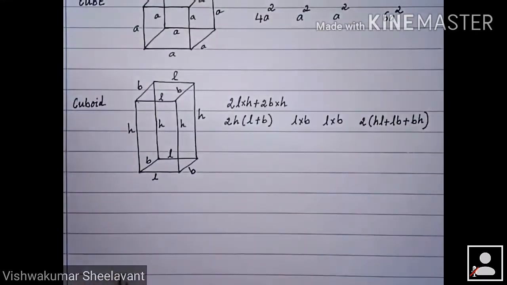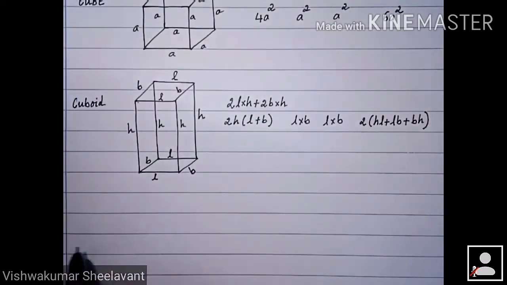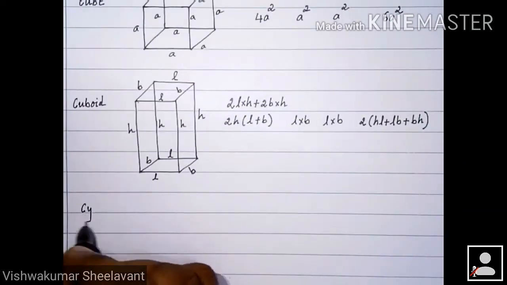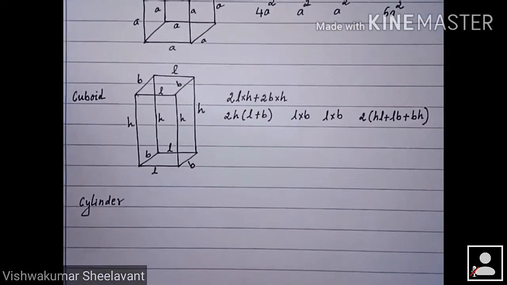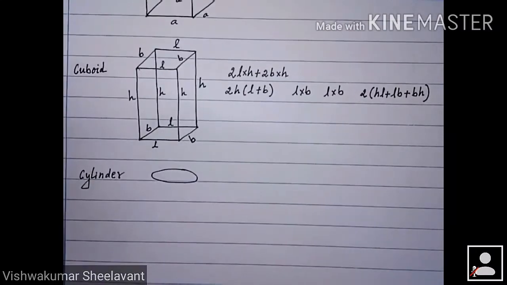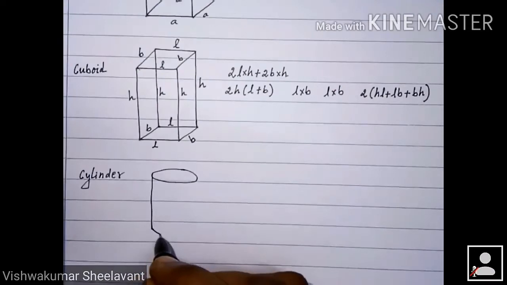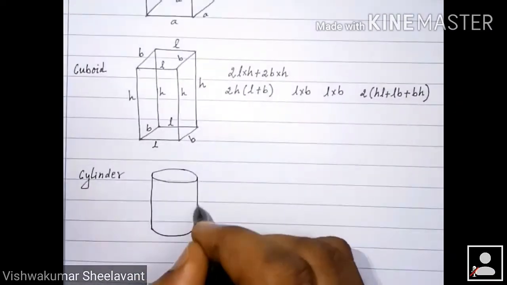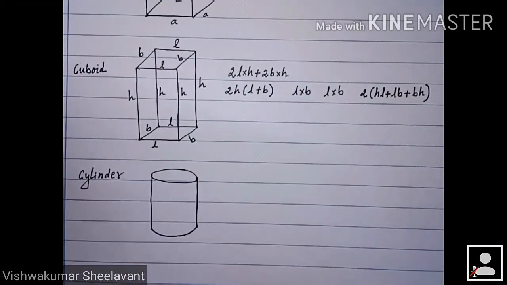Next we'll take sphere, or you can take cylinder. Next we'll take cylinder. Cylinder is a tubular structure having some height. That height sometimes is referred to as length of the cylinder also.